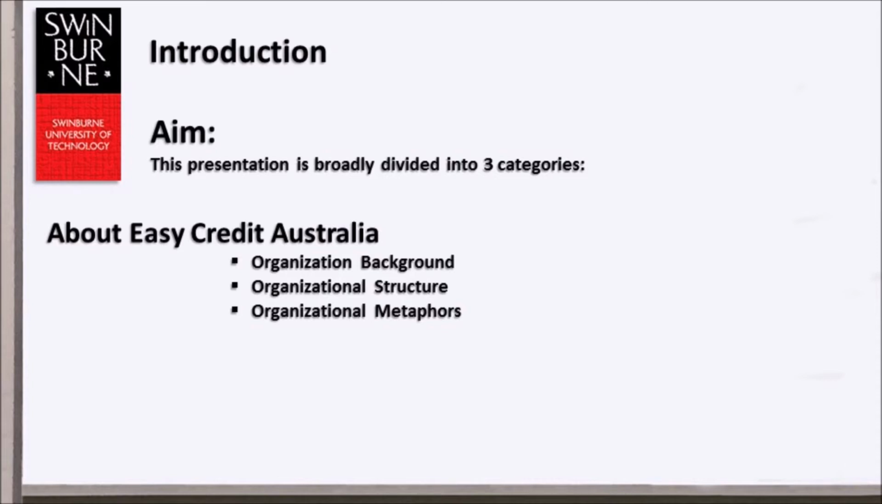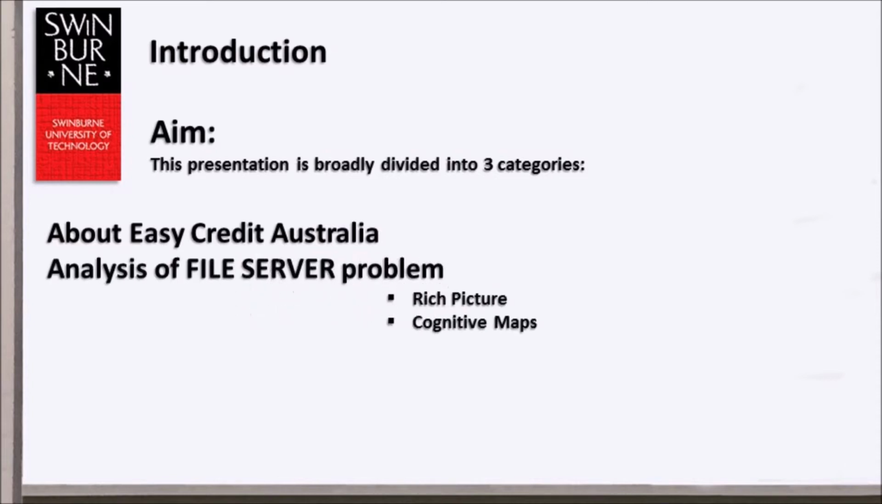In the next element, we will analyze the problem of the file server with the help of a rich picture and cognitive maps. We will take into account the multiple stakeholders that have different views, objectives, and assumptions about the capabilities of a data warehouse. The cognitive map specifically will illustrate the CIO and head of risk management's perspective towards the problem situation.